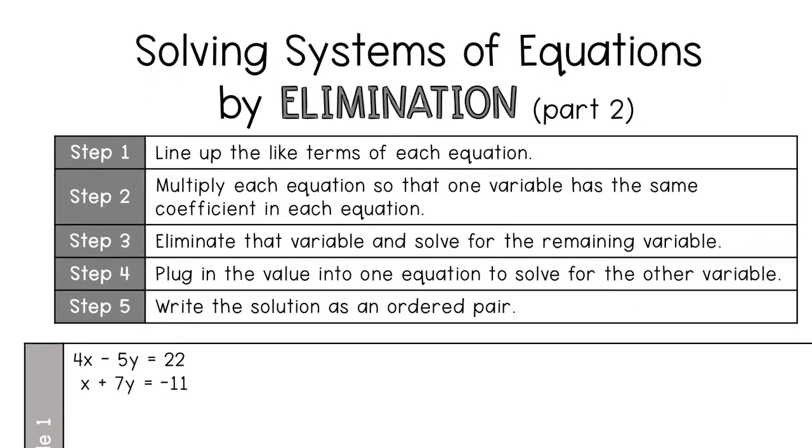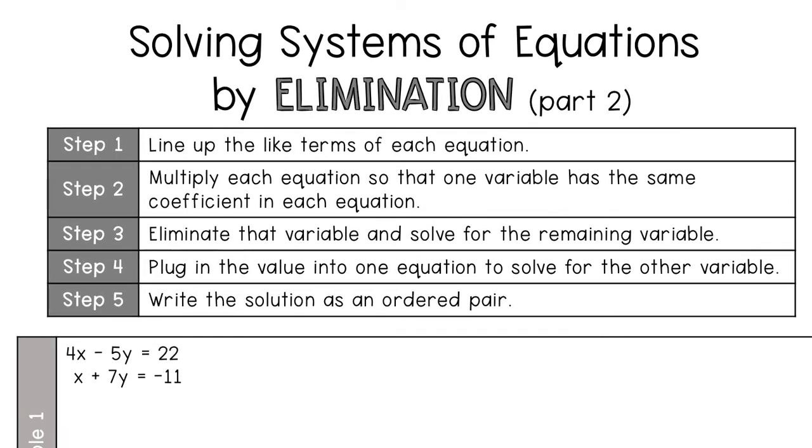And here are my steps again. We're going to line up like terms. So x's need to line up with x's, y's need to line up with y's. Then we're going to multiply each equation so that one variable has the same coefficient in each equation. On Tuesday, we didn't really have to worry about step 2 because I gave you problems that already had the same variable. Today, we're going to have to use this step 2. We're going to have to multiply.